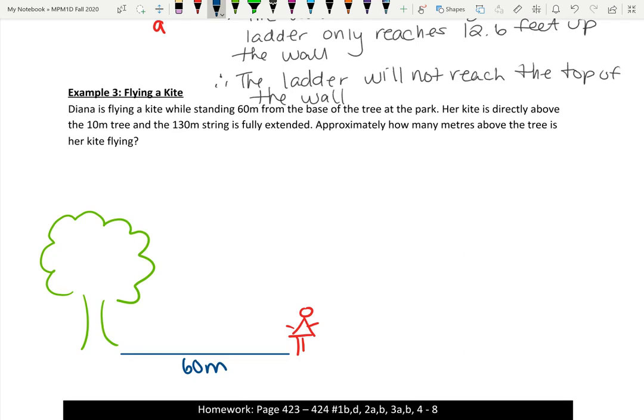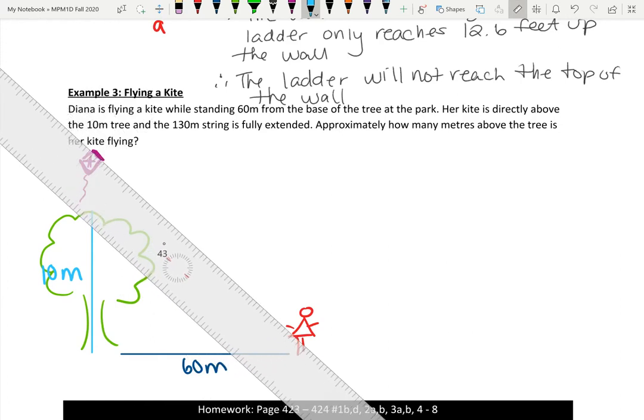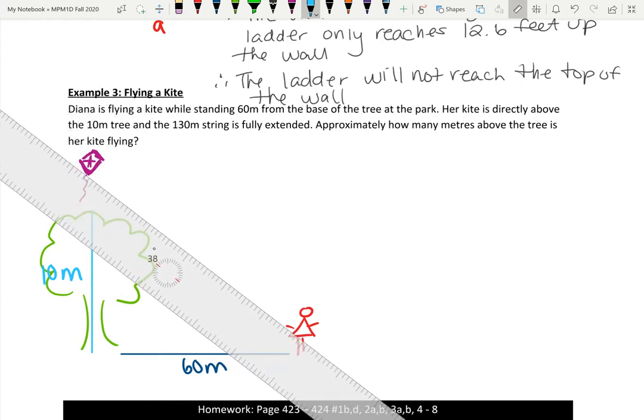Her kite is directly above the tree. Okay, so her kite is over here. Here's her kite. She's flying a kite. It's directly above the tree. And it says that the tree is 10 meters tall. And she's holding the string that the kite is attached to, and it's 130 meters fully extended. So when the string is fully extended, it creates that straight line.